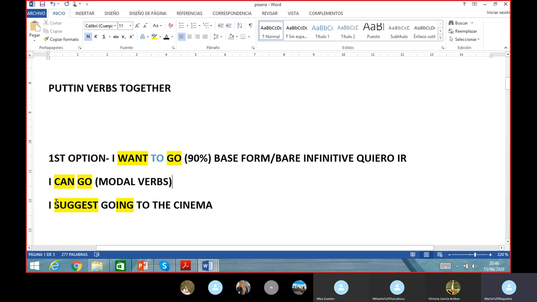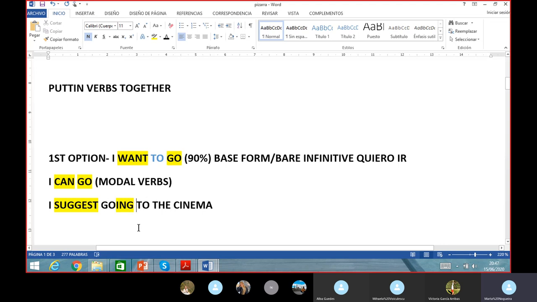And other times, guys, this is our third option, the option we're going to be working with today, is that after certain verbs we're going to have to put ing, okay? So why do we put ing here in this verb? If this is go, why going here? Because of the verb that precedes, okay? There are going to be certain verbs that have to be followed by an ing form, which is the same as the gerund, okay? Ing is the gerund.